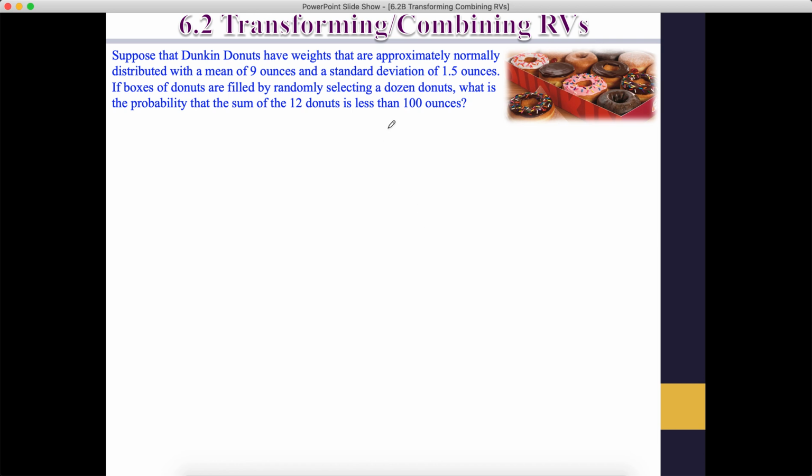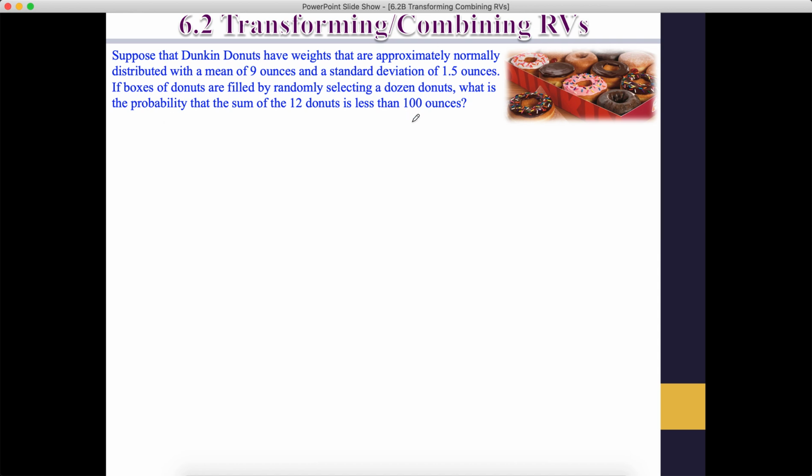So here's a problem where, and I would really recommend trying this on your own when I'm done talking here, I'm not just combining one random variable. What I'm essentially doing is combining 12. I'm choosing 12 random donuts. And remember, this is different from 6.2a stuff because I'm not choosing a donut for its weight and then multiplying it by 12. That would mean that all 12 of the donuts had exactly the same weight. We know that that's not how that works.